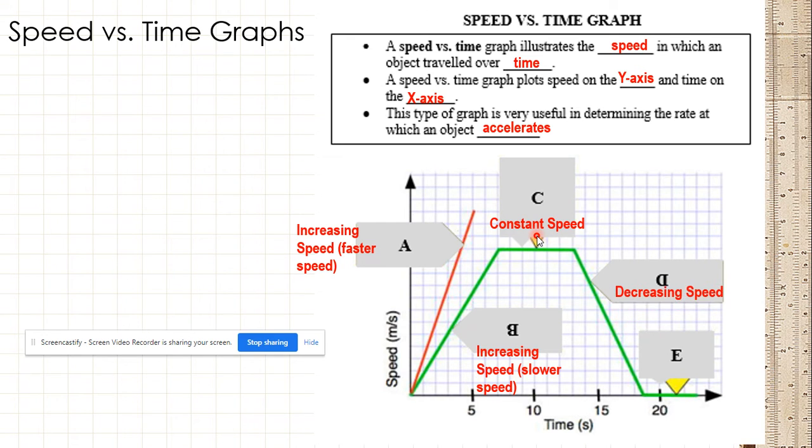And then D, this object is decreasing speed. And I know this because the line is going down. E, this object is stopped or at rest. And I know this because it's a line that's going straight across and it is touching the x-axis. So when the line is touching the x-axis, it is stopped or at rest.